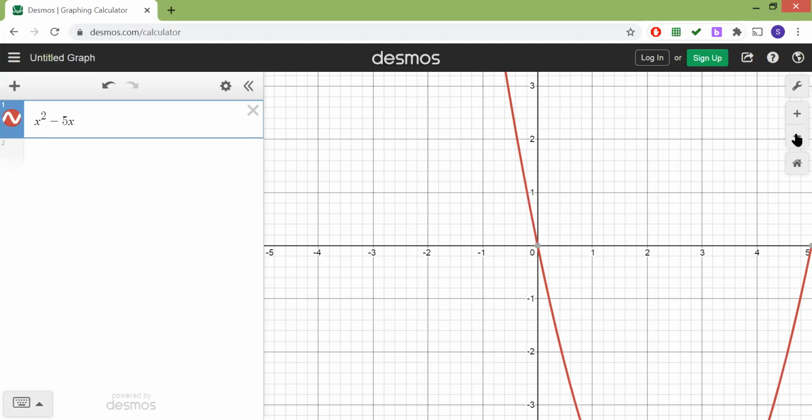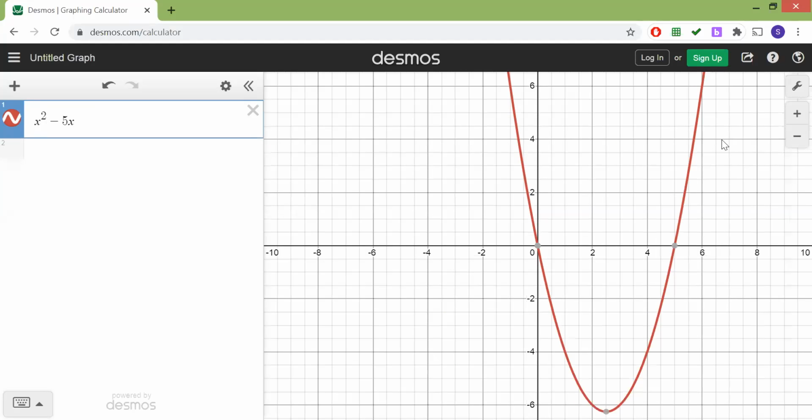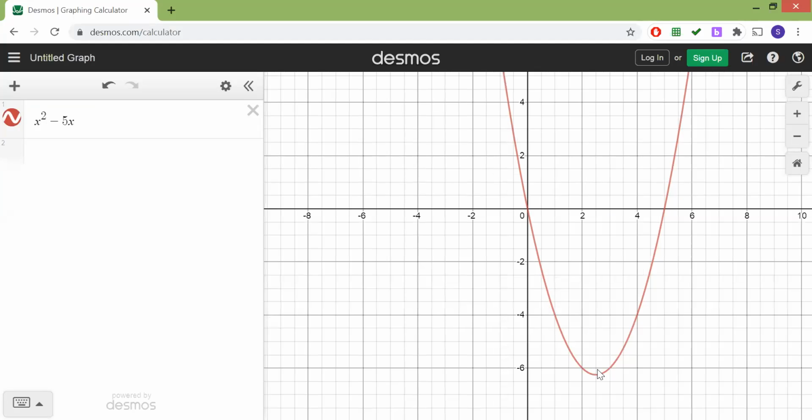Yeah, this is what it looks like. And then on Desmos, it actually identifies the local min for you. You just click that point, right? So 2.5, negative 6.25. In this case, though, since we're identifying the increasing, decreasing intervals, you only have to worry about the x value, not the y coordinate, okay? So it'll be from negative infinity to 2.5 and 2.5 to infinity.